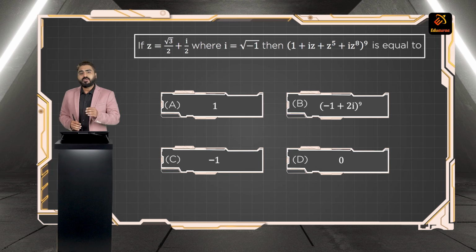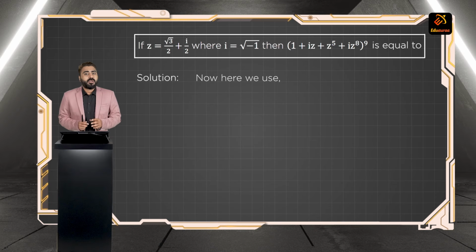So students, how do we solve this? Now, what is the question? z is equal to root 3 by 2 plus i by 2. And we are supposed to find 1 plus iz plus z raised to 5 plus iz raised to 8 whole raised to 9. Now students, this question was asked in our JEE Mains 2019 exam. And how to solve? So students, the best shortcut here is let's use the polar form.